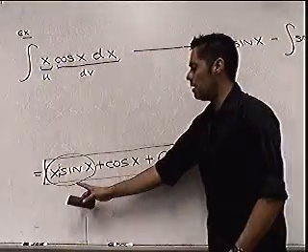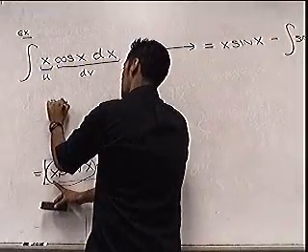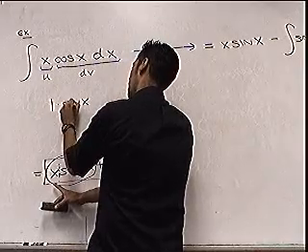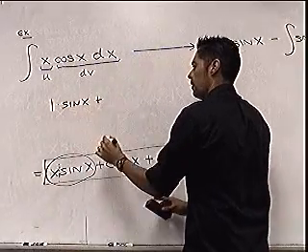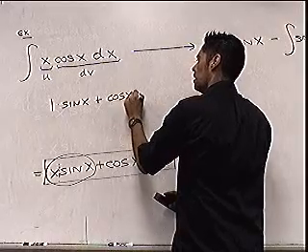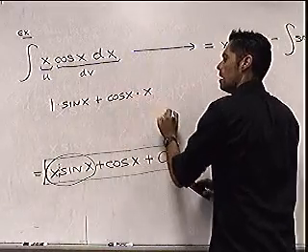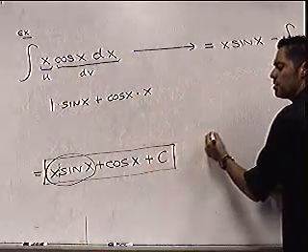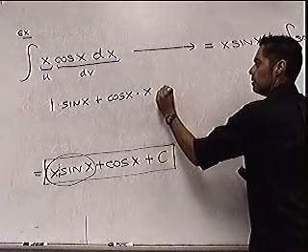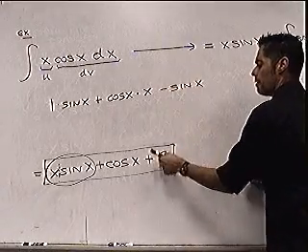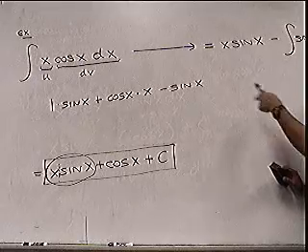So product rule would mean derivative of x, which is 1, times sine x, right? Plus derivative of sine x, which is cosine x, times the x. And then what's the derivative of cosine x? Negative sine x. And then derivative of our constant is 0. What is that?